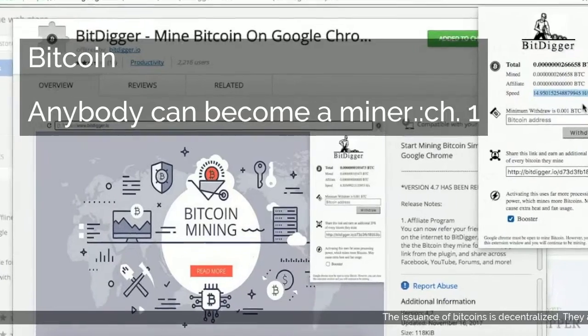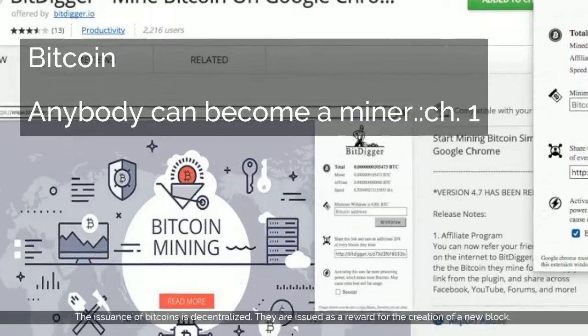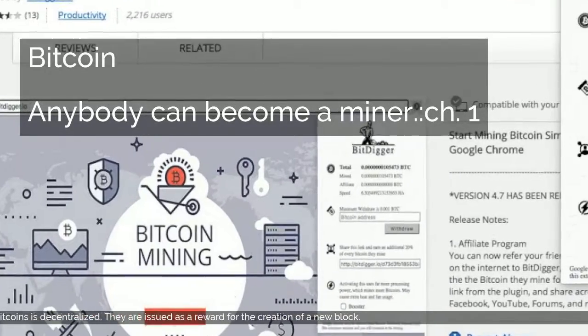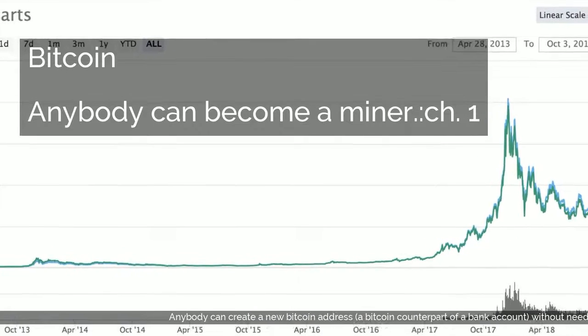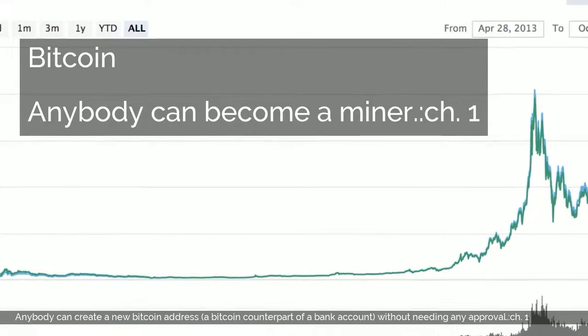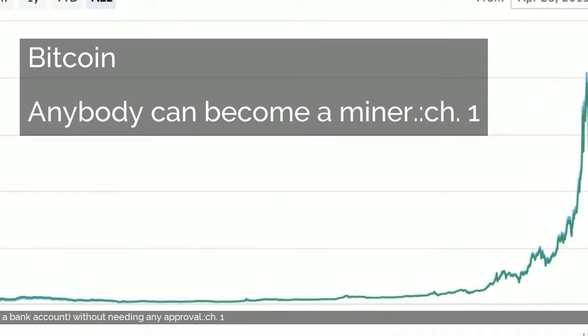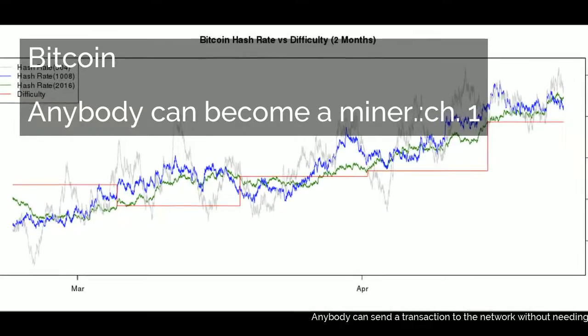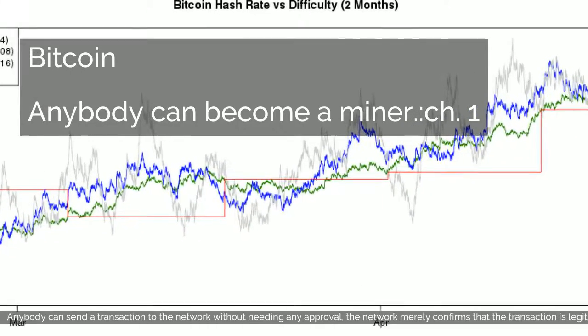The issuance of bitcoins is decentralized. They are issued as a reward for the creation of a new block. Anybody can create a new Bitcoin address, a Bitcoin counterpart of a bank account, without needing any approval. Anybody can send a transaction to the network without needing any approval, the network merely confirms that the transaction is legitimate.